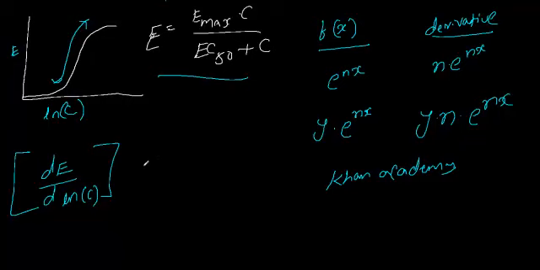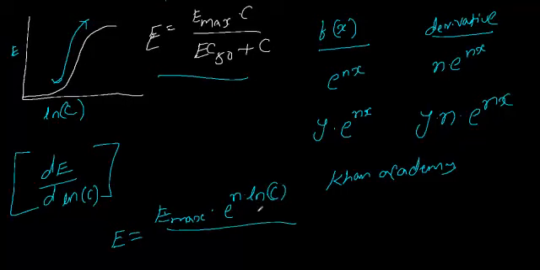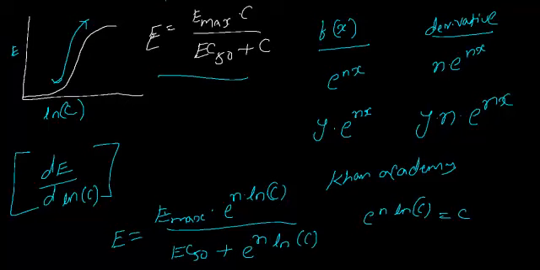Before we do that, let's do a small conversion here. Here effect is equal to E max. I'm going to rewrite c as e power ln of c, e power n times ln of c. I can write like this, right? So e power n ln of c is e to the power of n ln of c, and e to the power of ln of c is nothing but c, right? So I'll write that like this: EC50 plus e power n ln of c.